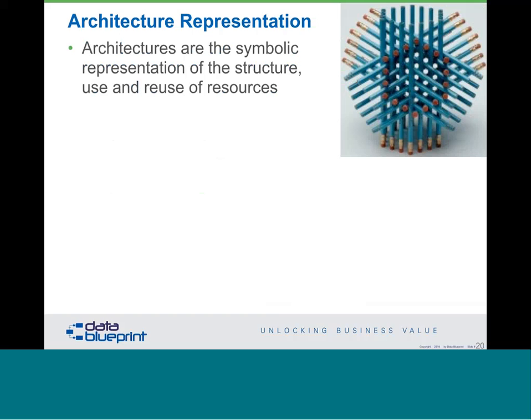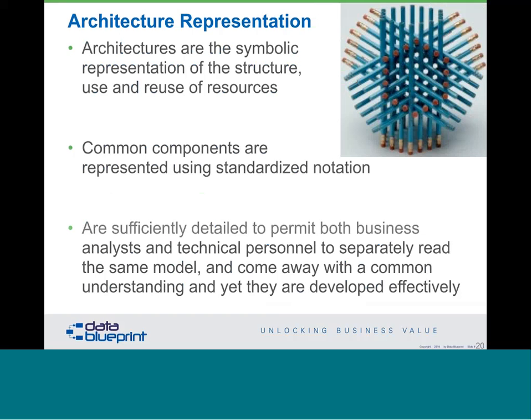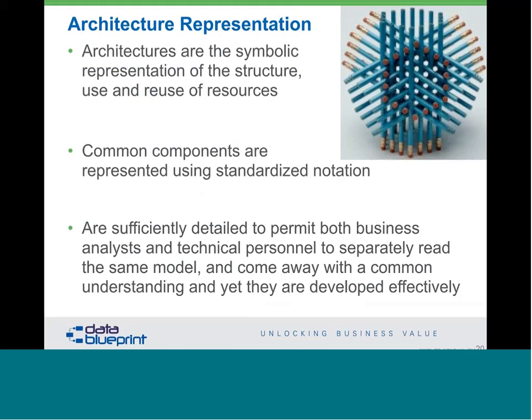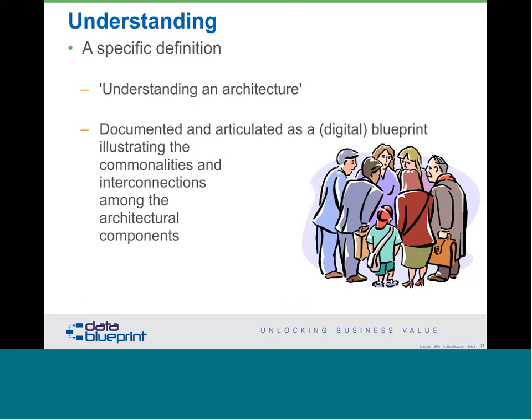So these architectures are symbolic representations. They have common components. They use standard notations. And what we're trying to get to is literally to be on the same sheet of paper. Understanding an architecture is essentially documenting and articulating as a digital blueprint the commonalities, the interconnections, and the architectural components that we have in there in a format that is understandable by humans as well as by machines.